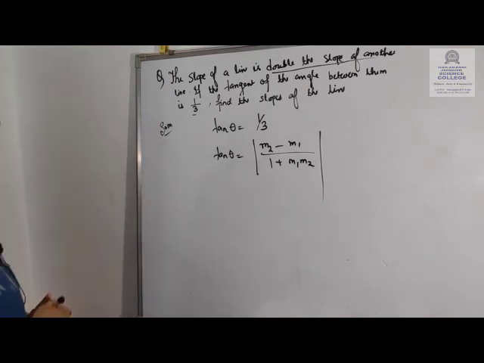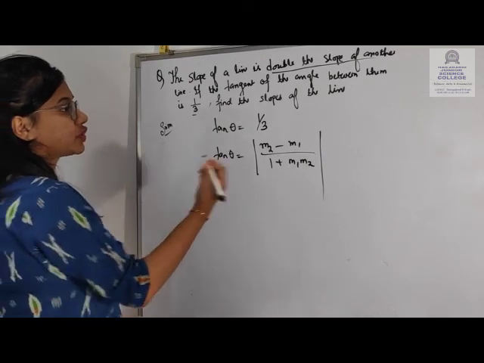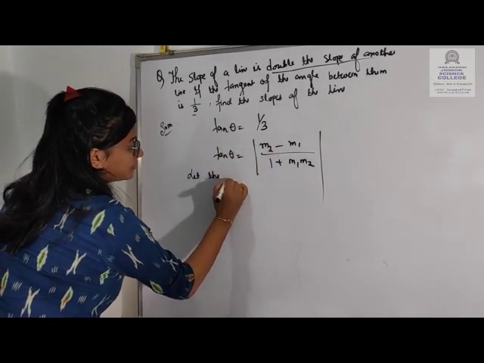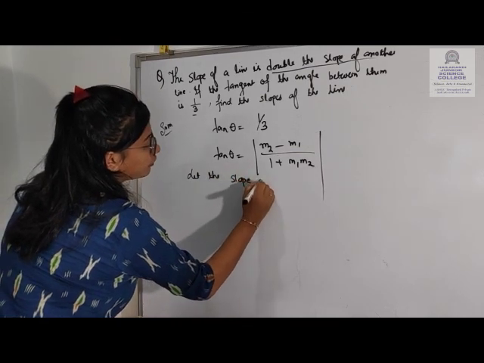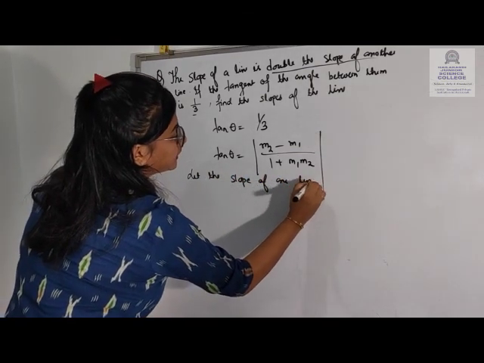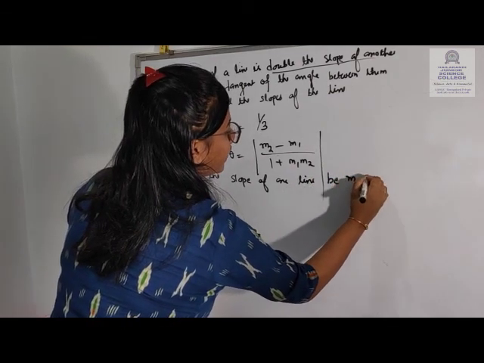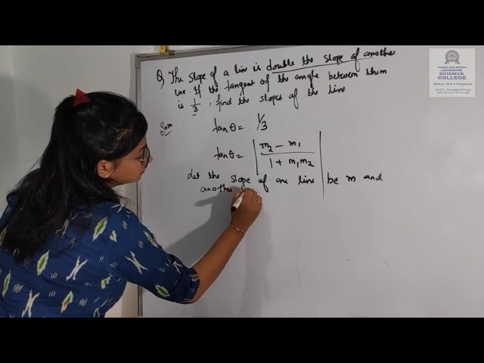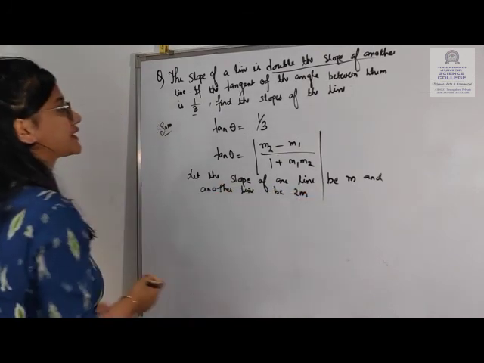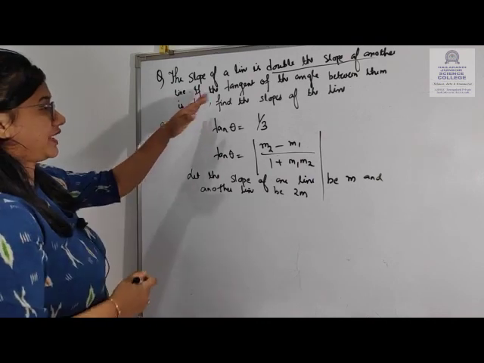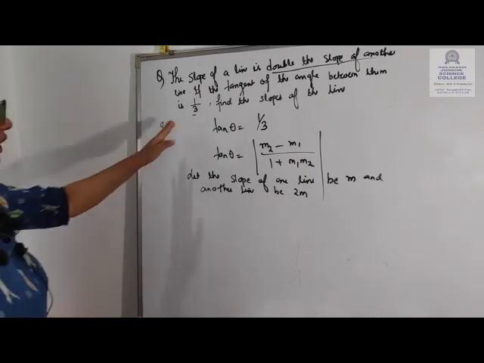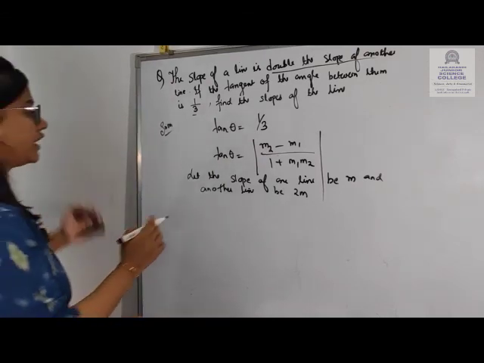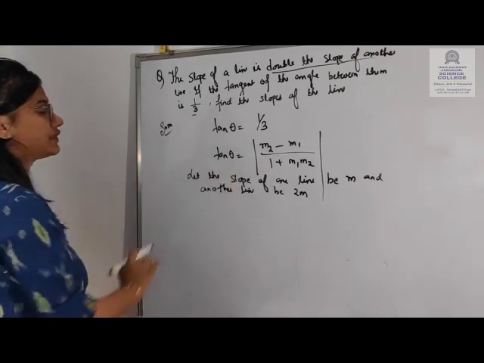So according to the question, the slope of one line is double the slope of the other line. So I am taking the slope of one line as m. Let the slope of one line be m and the other line be twice m. Next, what is given? The tangent of the angle between them is 1 by 3. So tan theta is equal to 1 by 3. Now we have to find the slope. So I will use this formula and put in the values of the slopes.